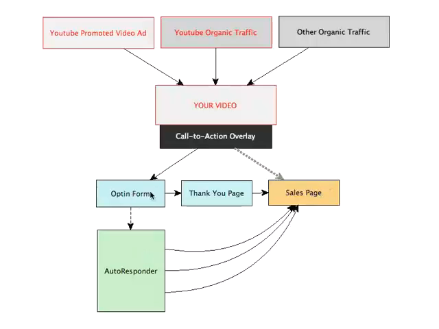That is the path that I recommend. I think you should always be trying to build a list, even if you're just pushing an affiliate product and it's not your own product. You should be building a list of customers or prospects who are interested in your niche.